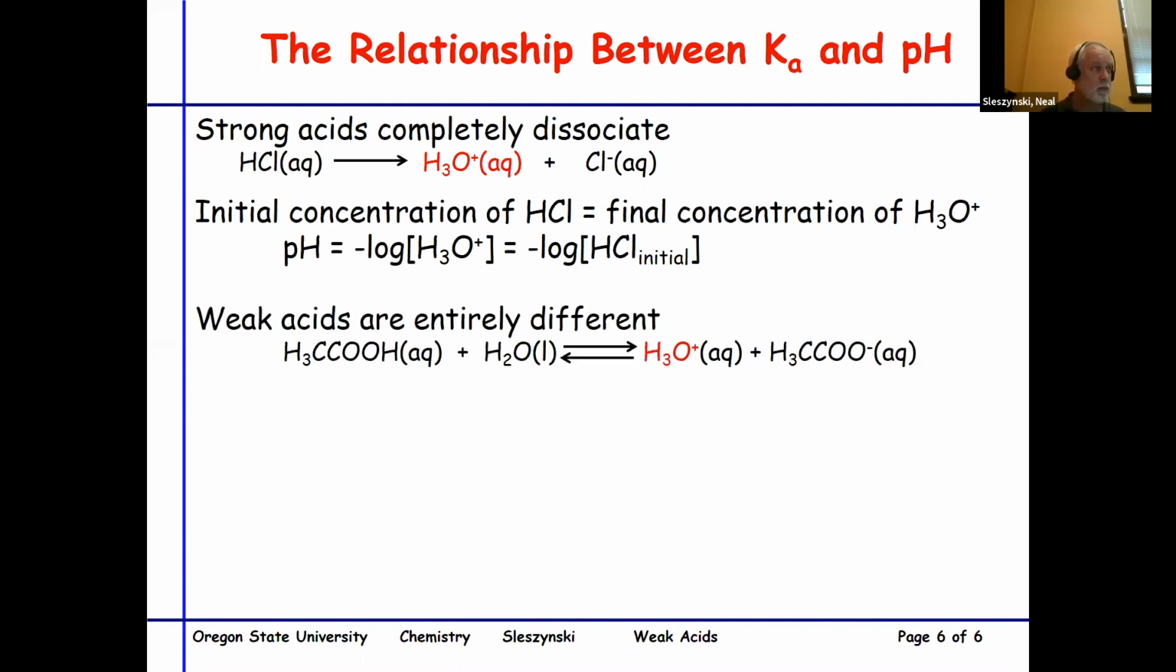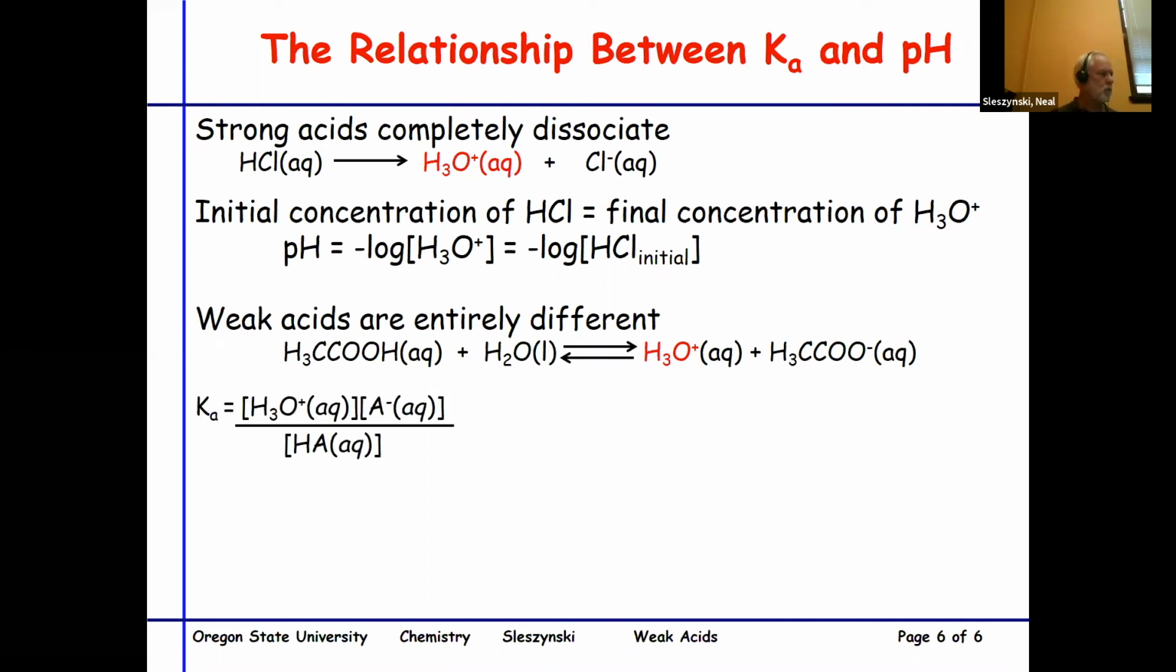Weak acids are entirely different. Again, if we take a look at a weak acid like acetic acid, we know that this is set up as an equilibrium. It's not a completion reaction. And we know from the previous slide that about 95% of the acetic acid remains undissociated in solution. Well, we can go ahead and write our Ka for this reaction.